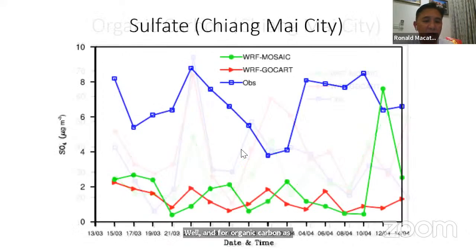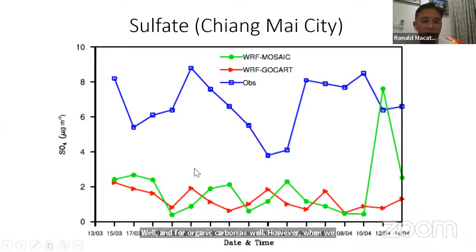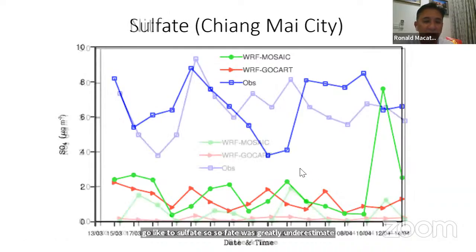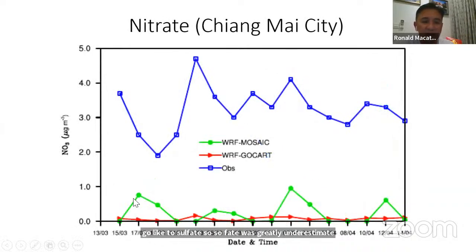However, when we go to sulfates, sulfate was greatly underestimated, and nitrate is also underestimated. So probably this was also happening this year in the forecast that I showed for 2022.